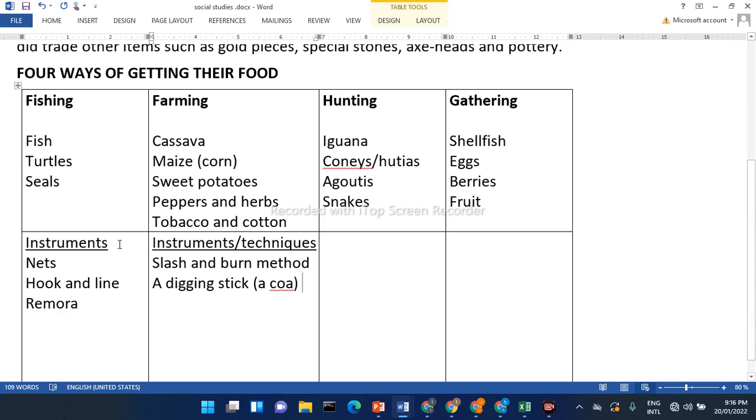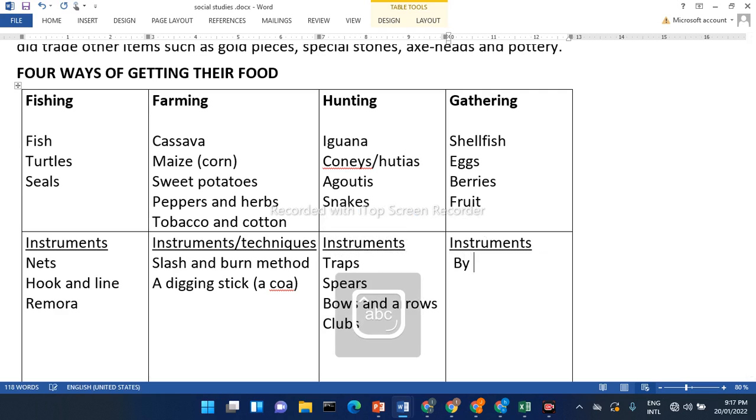In terms of instruments that they use for hunting, definitely traps, spears, bows and arrows, and clubs. So these are the instruments that they use for hunting. And as far as gathering goes, that would be done by hand or using baskets. Okay.